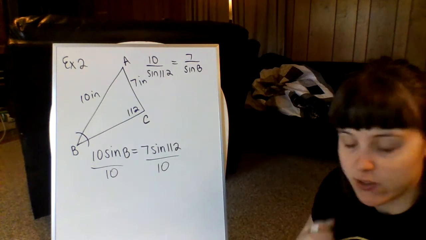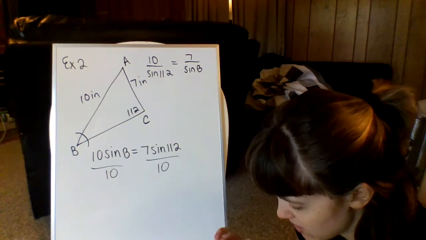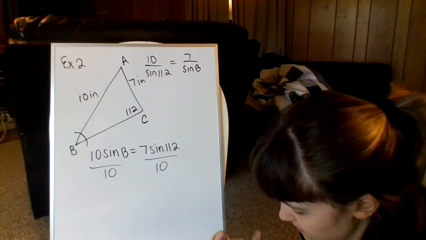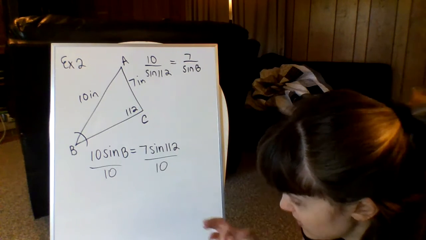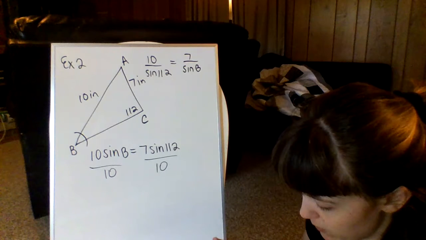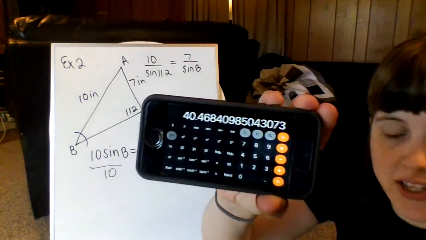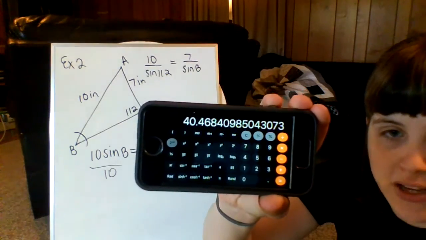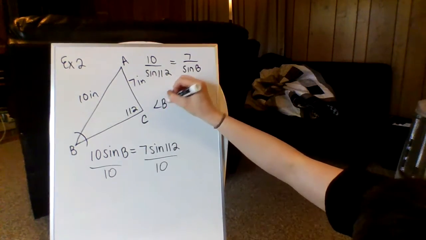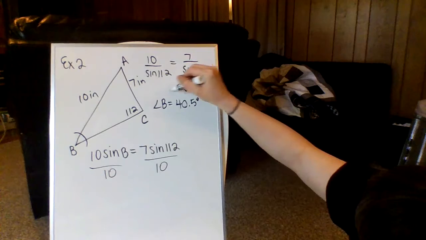Alright, so what we're going to do on our phone calculator, clear out what you had there. We're going to do 112 sine times 7 equals, divided by 10 equals, and then we're going to press second sine. Okay, so this is what I have. If we round this to the nearest tenth, it's going to be 40.5. So angle B equals 40.5 degrees.